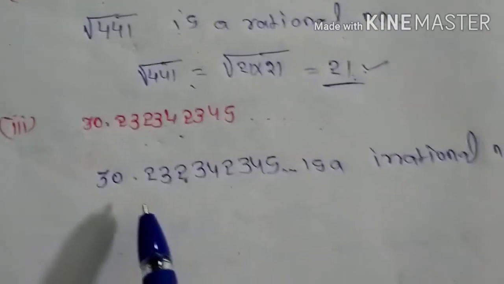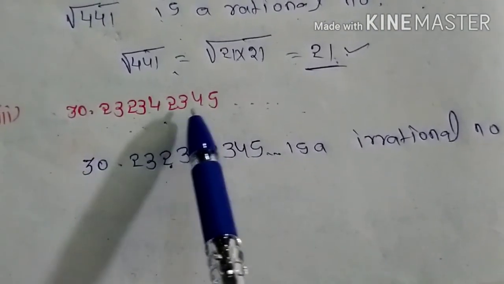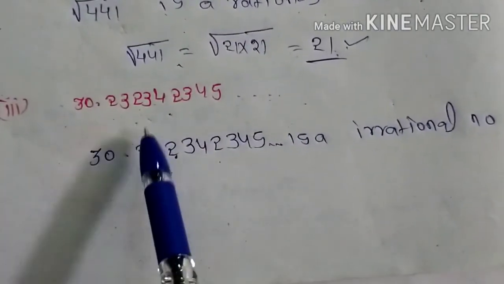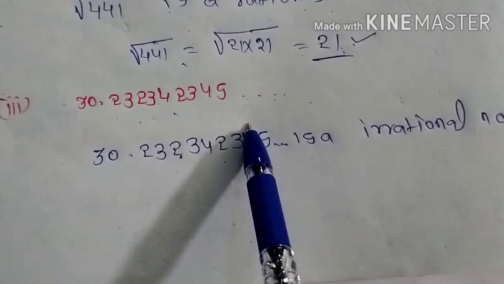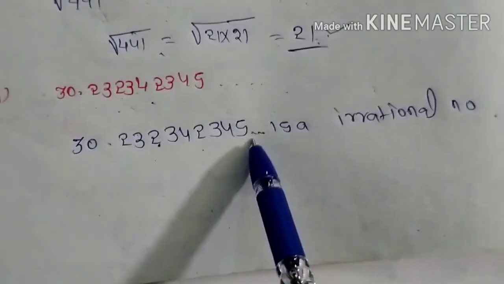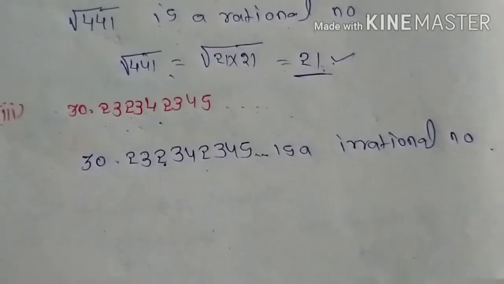Next one you can see here 30.232342345 and so on. See, is this a terminating decimal or non-terminating decimal? Non-terminating decimal. Non-terminating decimal means you can see here this is an irrational number.